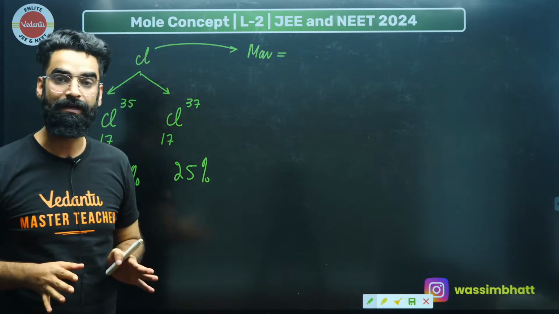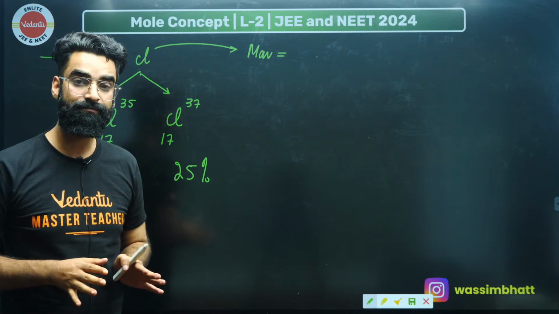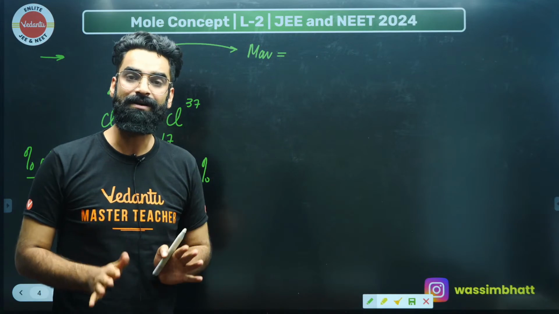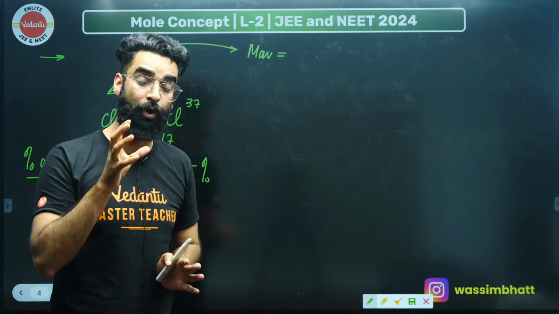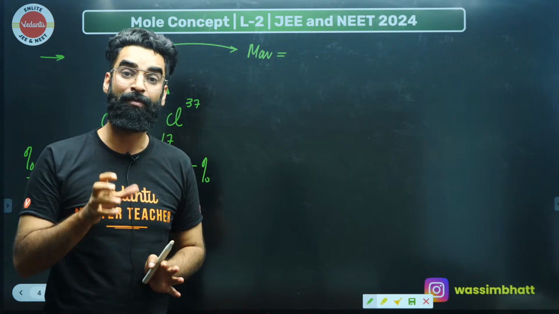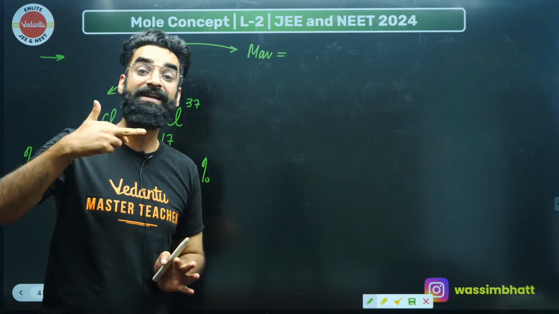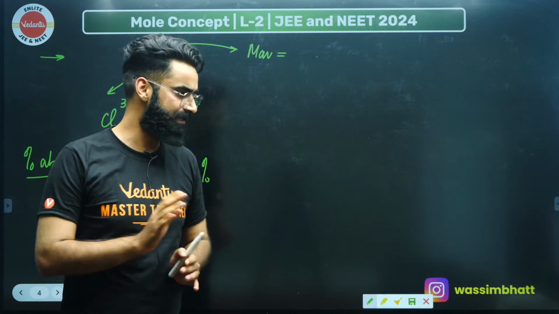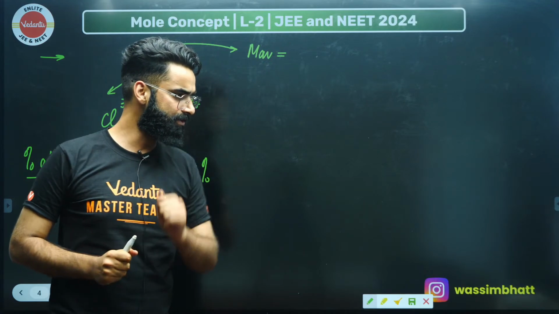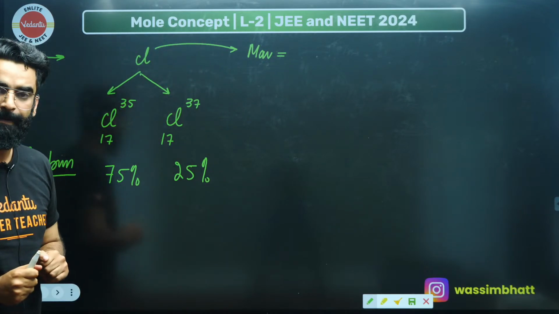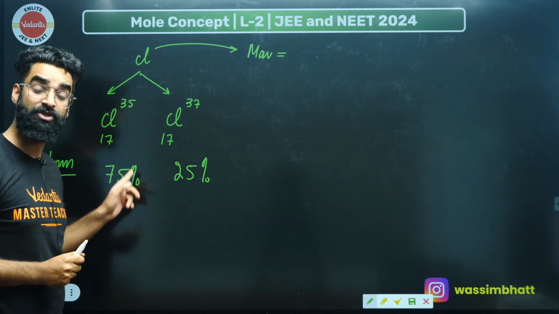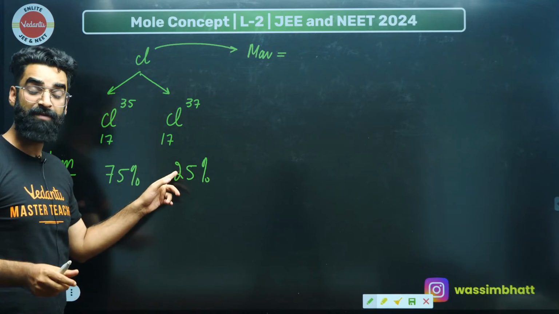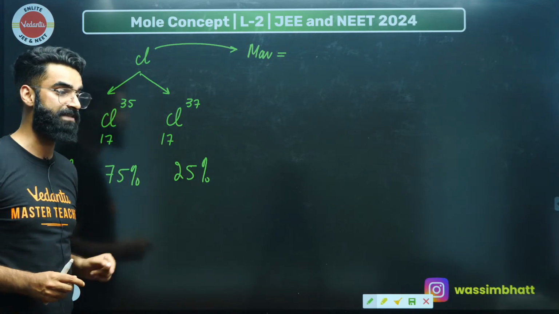So in general, whatever chlorine exists in nature, 75% of the chlorine atoms you'll find in the form of Cl35 and 25% of the chlorine atoms you'll find in the form of Cl37, right? I hope you got it. Yes, 75% of the chlorine atoms you'll find in the form of Cl35 in nature. Similarly, 25% of the chlorine atoms you'll find in the form of Cl37, right?